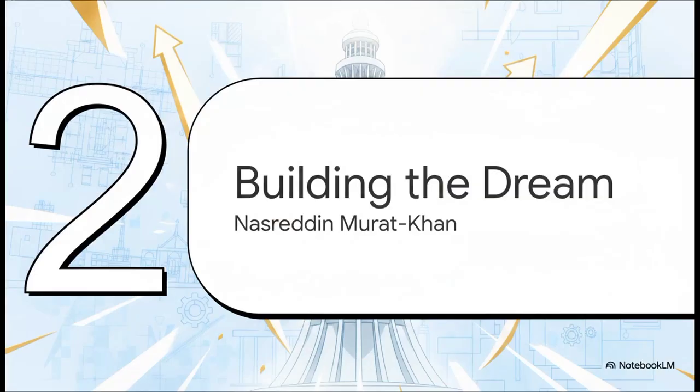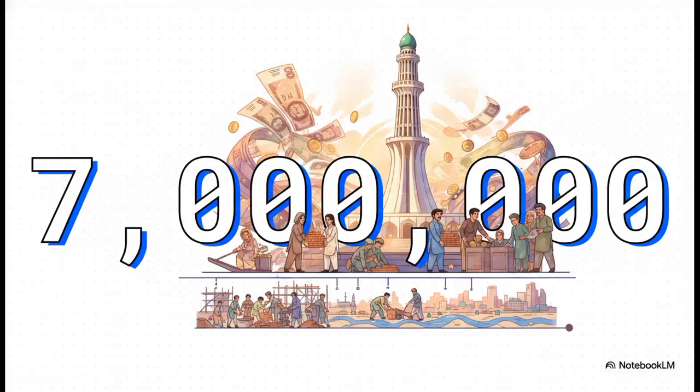Part 2. Building the Dream. Now let's look at the actual logistics of getting this thing built, designed by the brilliant architect and engineer Nasruddin Murad Khan. Transforming that historically charged plot of land into a towering monument? Yeah, that wasn't cheap. The project cost a staggering 7 million Pakistani rupees. To put that into perspective, back in the 1960s, building something on this massive scale required an insane amount of resources. That is a huge undertaking for a relatively young country.